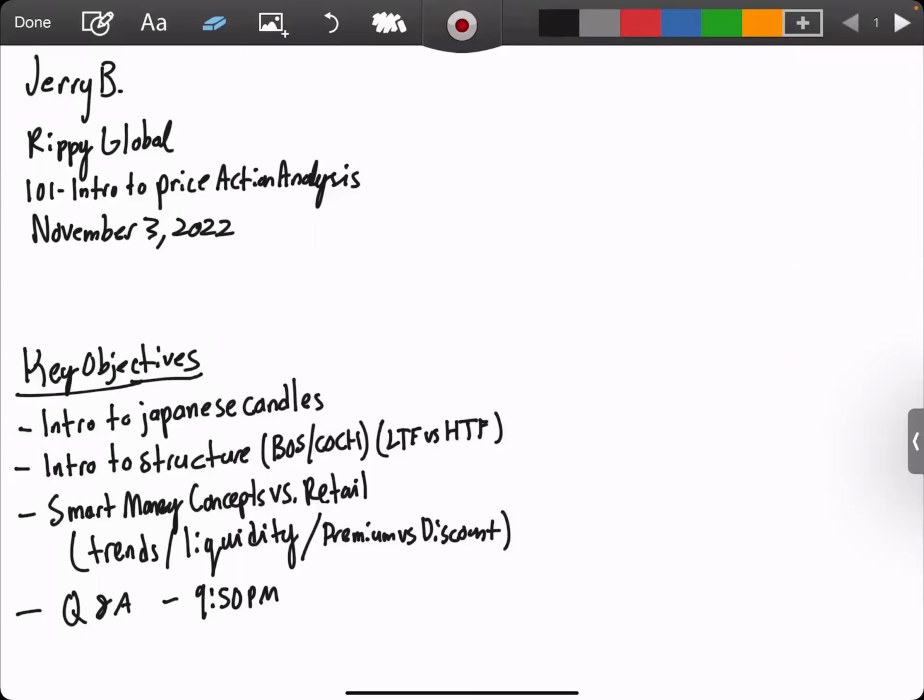Third, we'll dive into some smart money concepts like trends, liquidity, as well as premiums versus discounts, and then use that as a means to talk about the difference between smart money concepts as well as retail trading concepts. And I'll also make some time towards the end of the session if you all have any questions with regards to what we're talking about within today's key objectives.